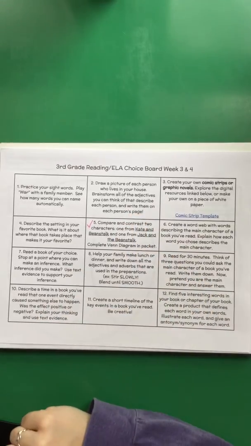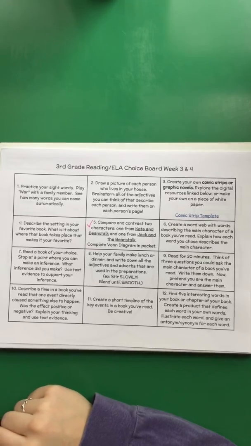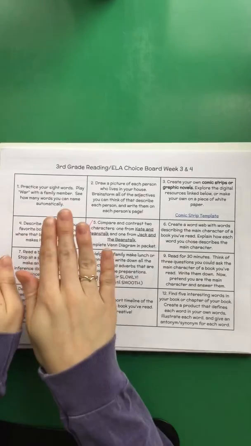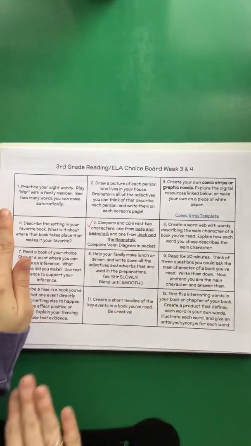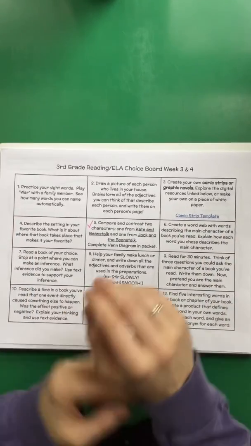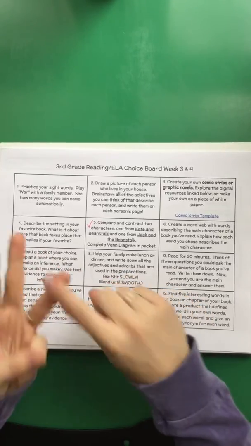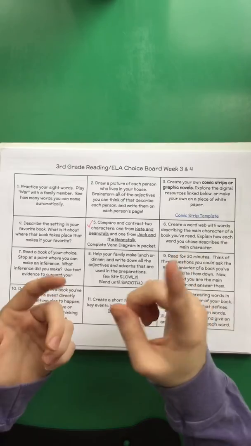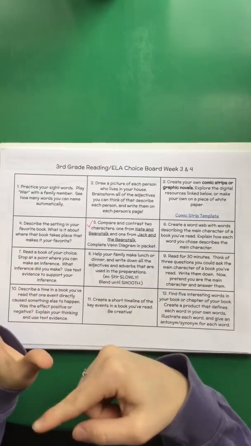Number 2 says draw a picture of each person who lives in your house. Brainstorm all of the adjectives you can think of that describe each person and write them on each person's page. So if I was doing that, I would have one for me, one for Jordan. That's only 2 people, so I'm going to also count Duke and Zoe. So then I would go through, maybe on Duke's I would write lazy, funny, handsome, old. And then on Zoe's I would write cute, playful, small, fluffy, smart.